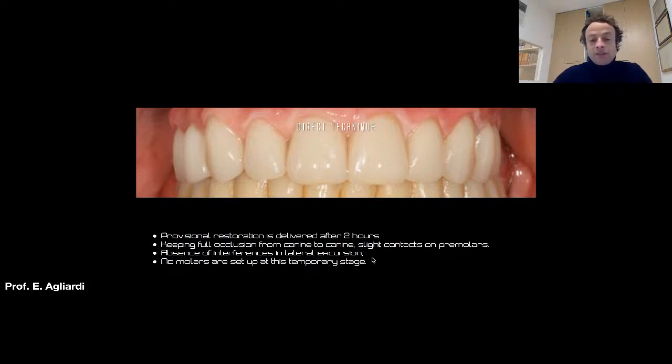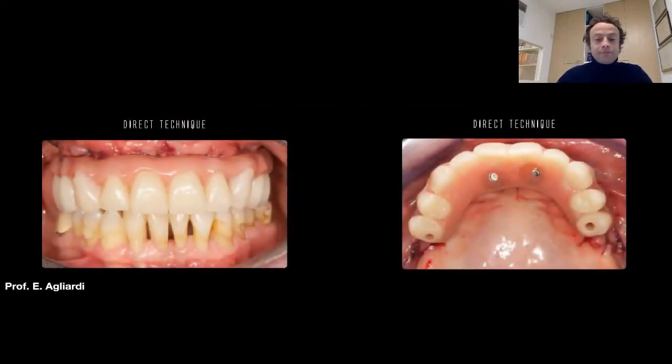Absence of interference in the lateral excursion, no molars are set up at this temporary stage, so please, no cantilevers. And here is how the patient received the temporary.